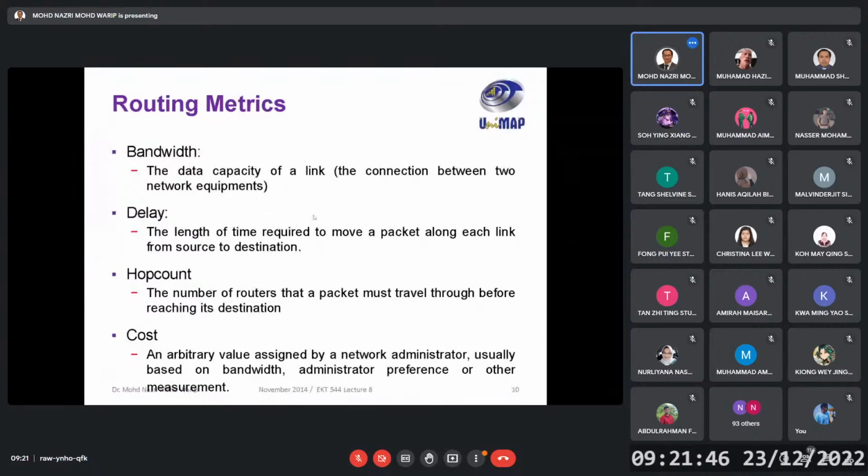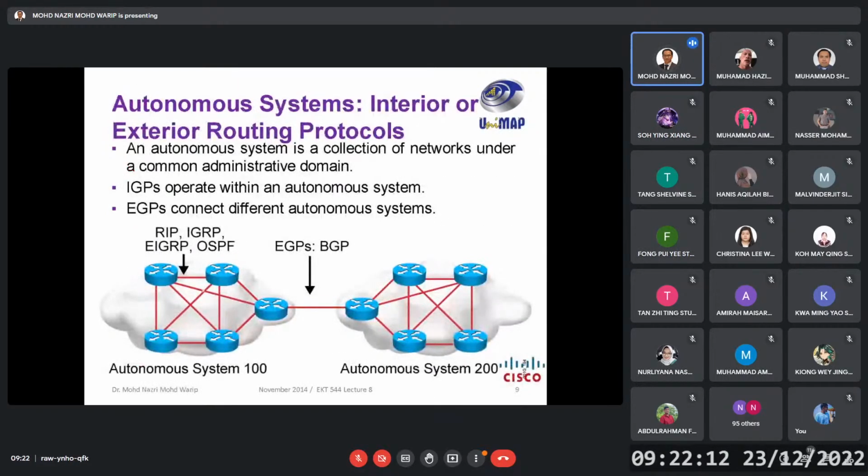Hop count is the number of routers that a packet must travel through before reaching its destination. For example, you have 3 routers, one in Kangar, one in Butterworth, one in Ipoh. Hop count means you have 3 hops. So that's what we call the hop count.